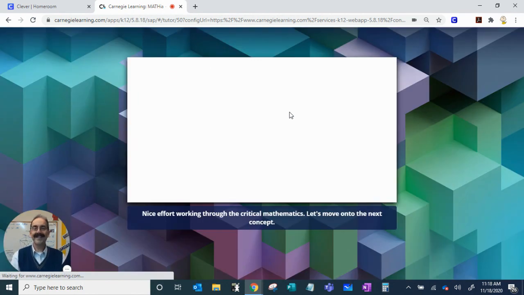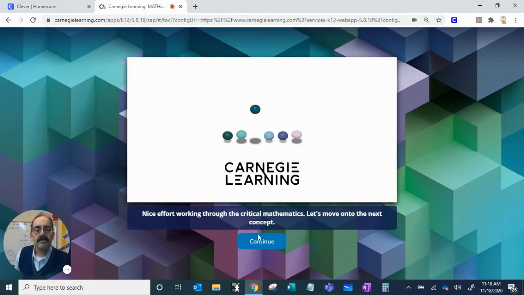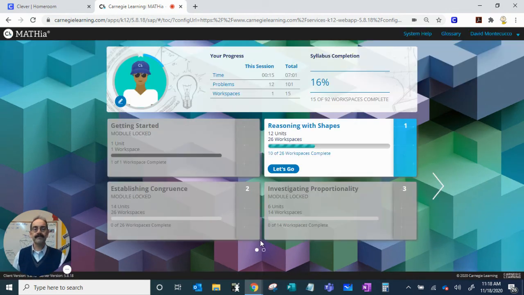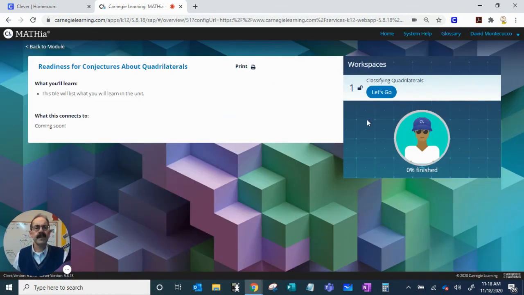Perfect timing. Okay, so let's move to the next concept. Reasoning with shapes. What's that? Quadrilaterals. That's where we are. All right. Hopefully.